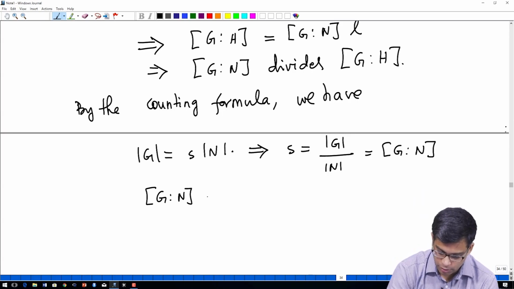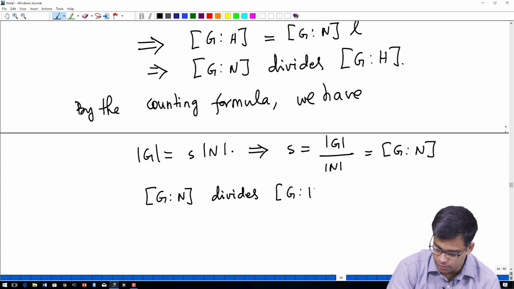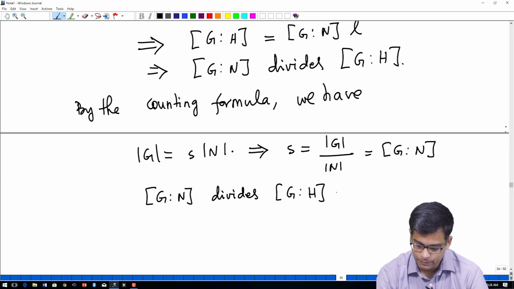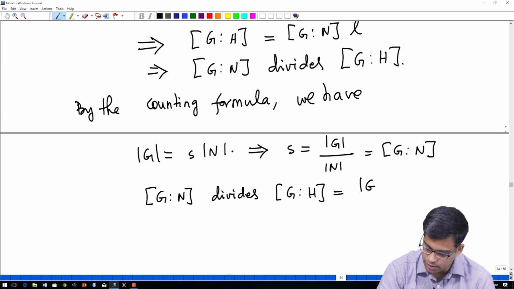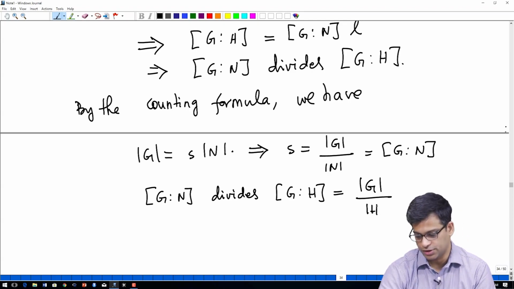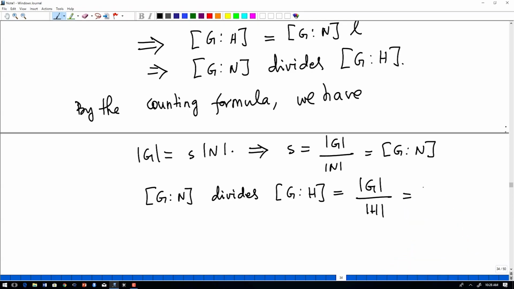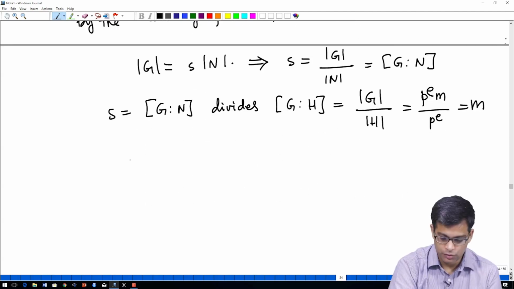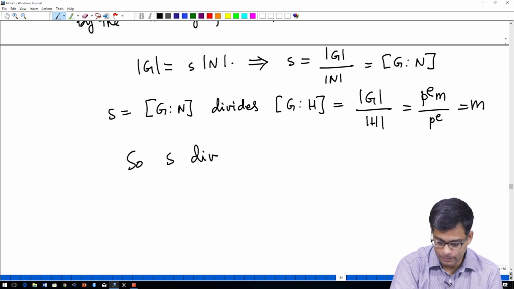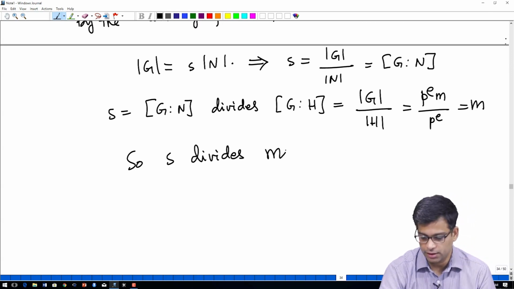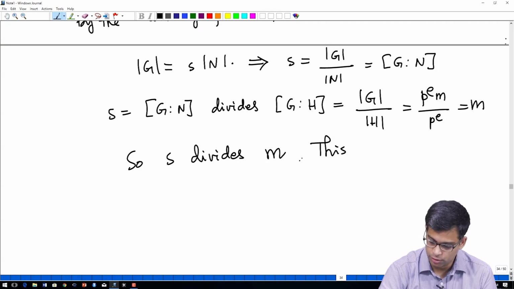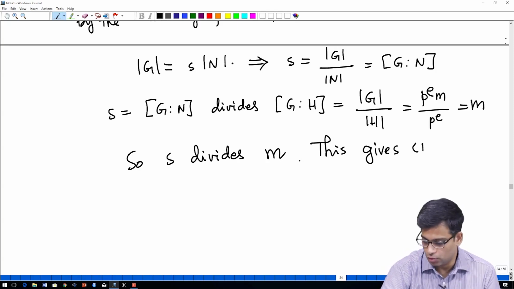But we know that the index of N divides the index of H. And what is the index of H? This in turn is the order of G divided by the order of H, but H is, remember, a Sylow p subgroup. So, this is p^e m by p^e, this is m. Okay. So, s is the index of N. So, s divides m, and I think this gives statement 1 of the theorem.